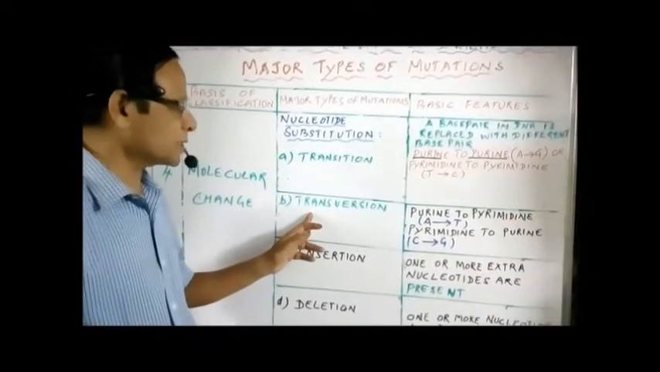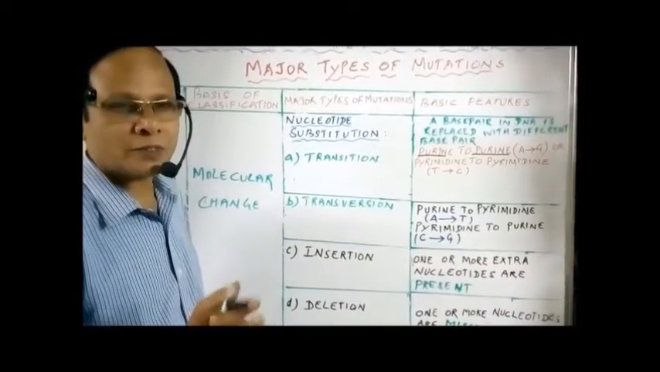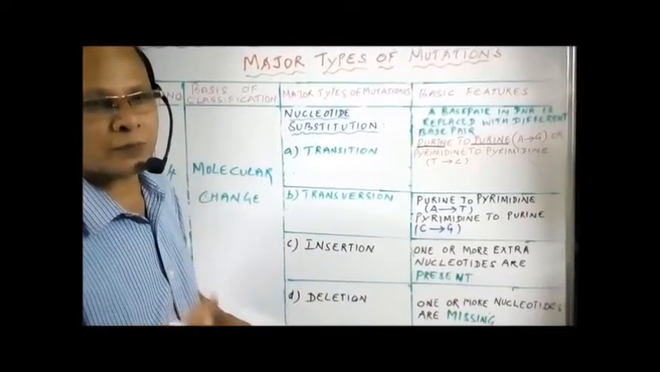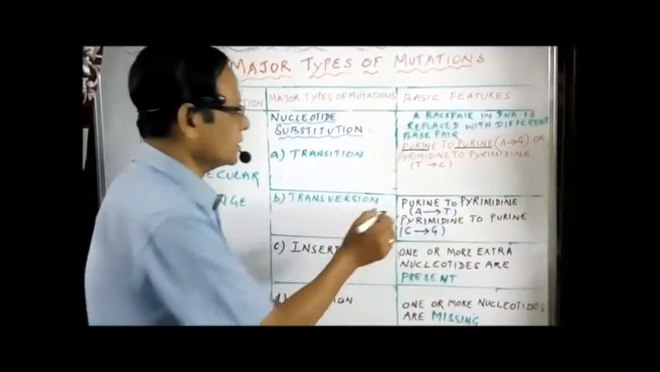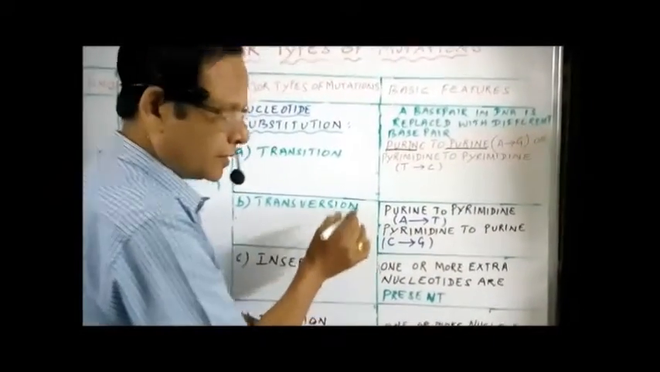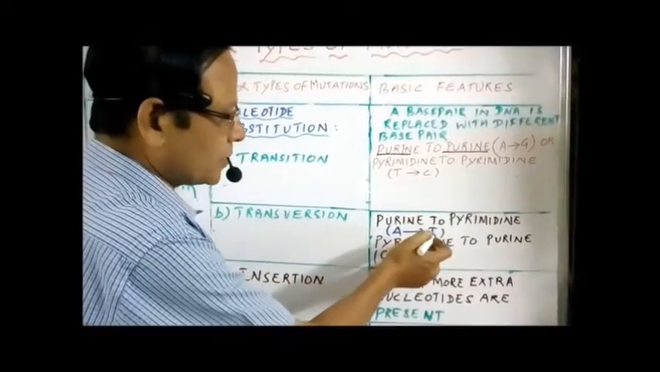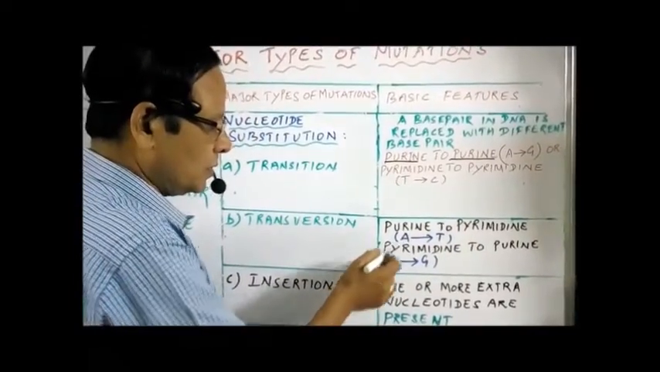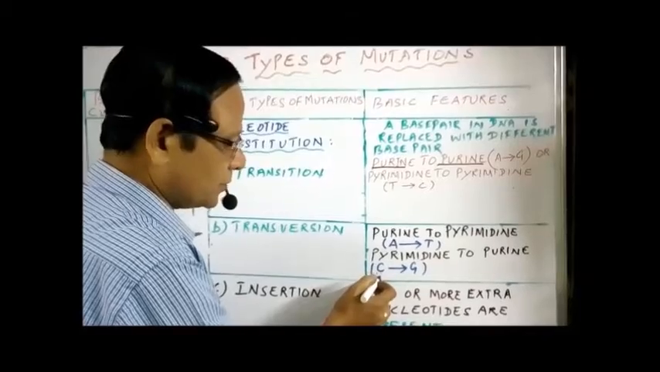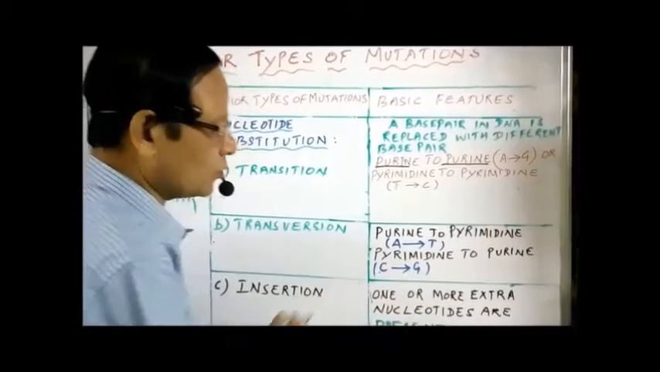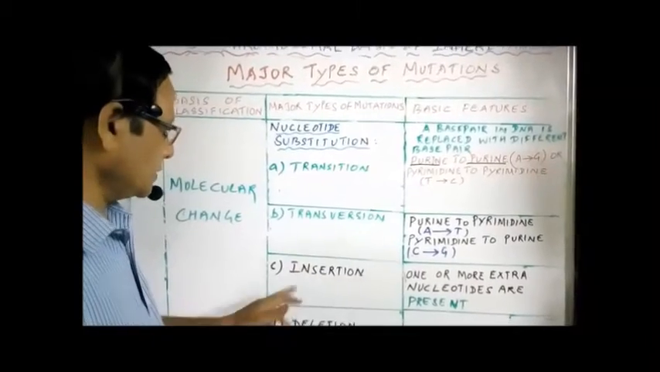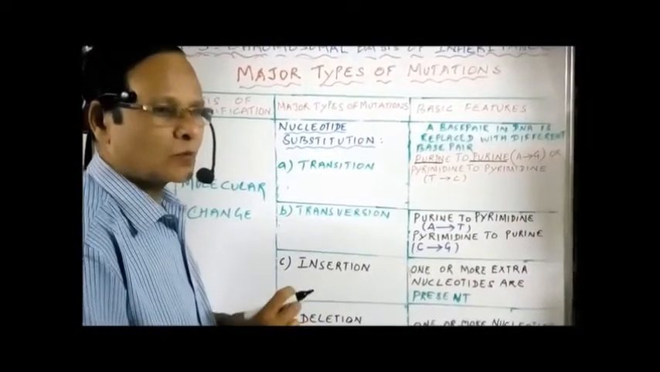Now the next type, transversion. Here a purine base is replaced by a pyrimidine, or a pyrimidine base is replaced by a purine. Now you see that one, here purine to pyrimidine. I am taking A, that is a purine, adenine, which has been replaced by thymine, a pyrimidine. Or a pyrimidine is replaced by a purine. You see that one, this is the pyrimidine cytosine replaced by guanine. That's about transversion.